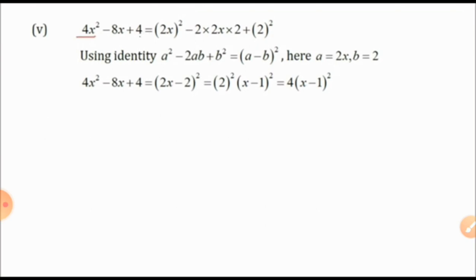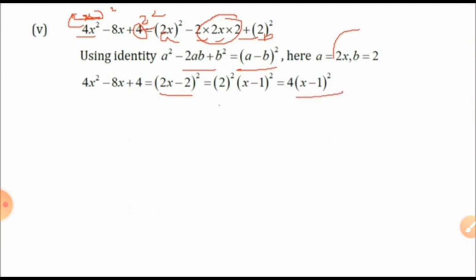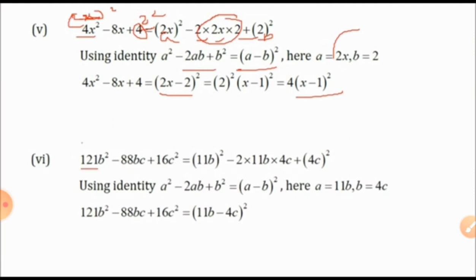It is the common one. Put the factors of 4 as 2 square. 8 means 4, 2 into 2 into 2, and 2 square. 2 is outside, 2ab is there. A minus b whole square is equal to a square minus 2ab plus b square. Put the value of a equal to 2x and b equal to 2. So you can write here 2x minus 2 whole square. Yes, my dear student, out of both, 2 square will be taken out. So 4x minus 1 whole square.